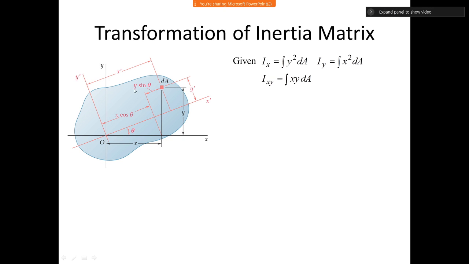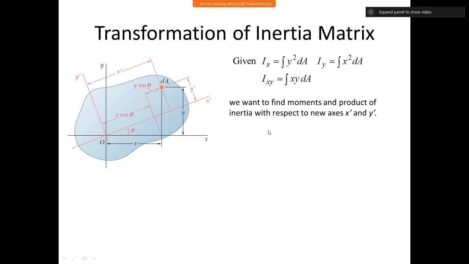So if I have an object something like this and I have X and Y axis, then we have this I matrix known. Now we want to find the moments and product of inertia with respect to a new axis, let's say X prime, Y prime. So now we have a rotated axis X prime, Y prime, which is rotated by an angle theta, and now we want to find the distribution of area or mass, meaning the inertia matrix, with respect to the new axis X prime, Y prime. That is the objective.